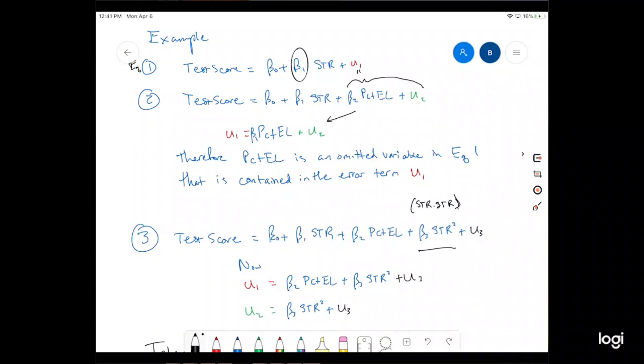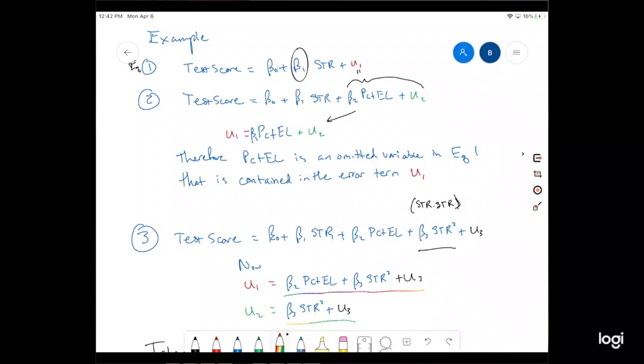So now if student-teacher ratio squared is an important variable, U1 is now transformed into what we have down here. U1 is equal to beta 2 times percent EL plus beta 3 times student-teacher ratio squared plus U3. So it contains not only percent EL, but it also contains student-teacher ratio squared. And then likewise, U2, the green error term, contains the omitted variable student-teacher ratio squared plus U3.